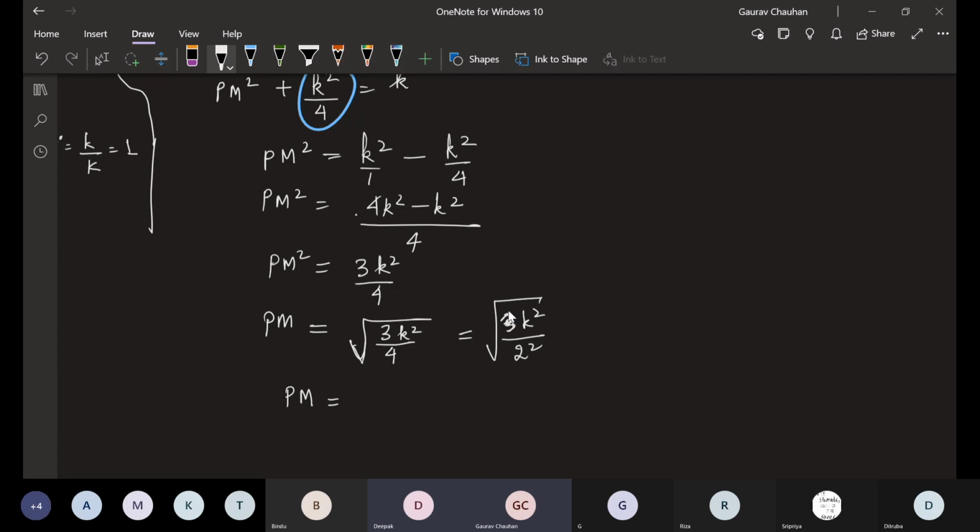Okay, just to clarify for G and for anyone who is not understanding, this can also be written as root of 3k square by root over 2 square. If the full thing is under root, I can write it as numerator under root and denominator under root separately. Okay, G, are you following this?